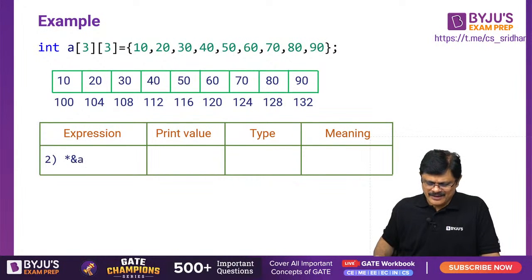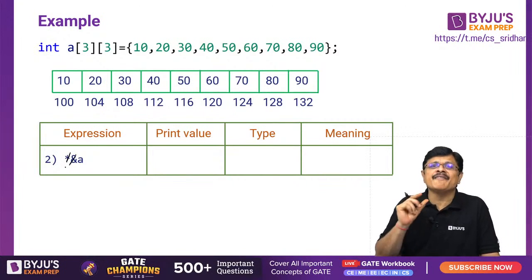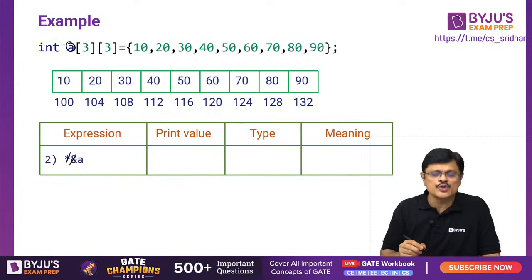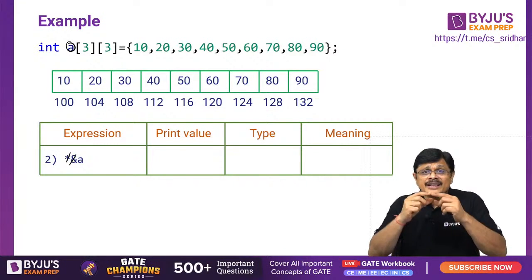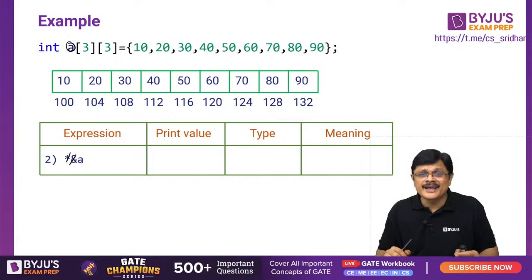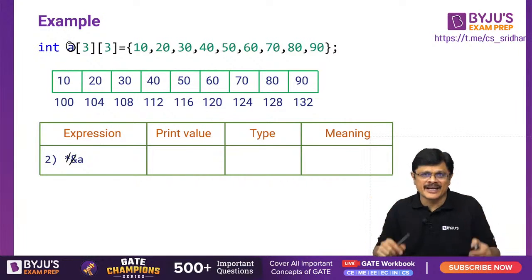Next one. Star ampersand A. What does it refer to? Whenever it is star and ampersand, cancel out these two first. That is A. A refers to what? The name of the array, for a 2-dimensional array, refers to the 0th 1D array. It refers to the 0th element, that is the 0th 1D array.